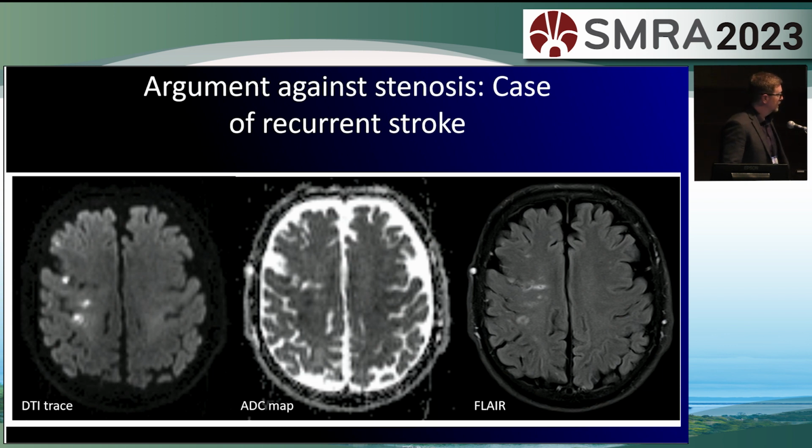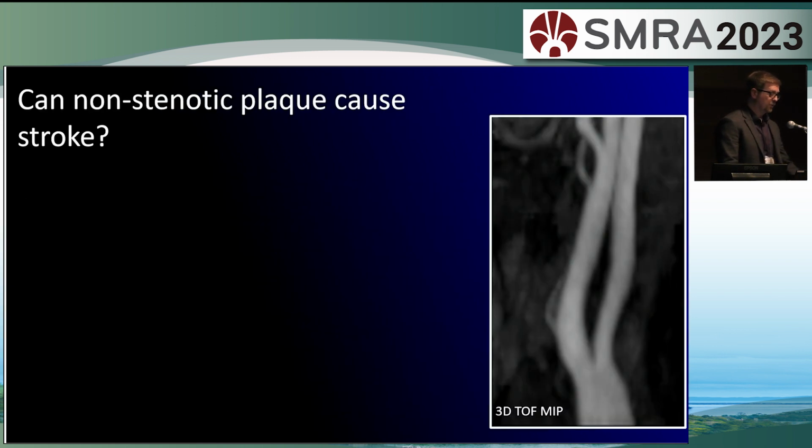This case illustrates that. This was a patient that came in with recurrent events to the right ICA territory. You can see high signal in diffusion weighted imaging coupled with more remote infarcts in the same territory. This patient had renal failure, and so instead of getting a CTA, got an MRA, which showed very mild stenosis. So this was about a 25% stenosis by NASCET.